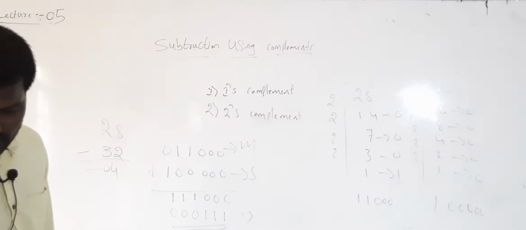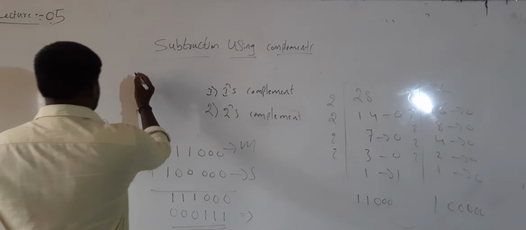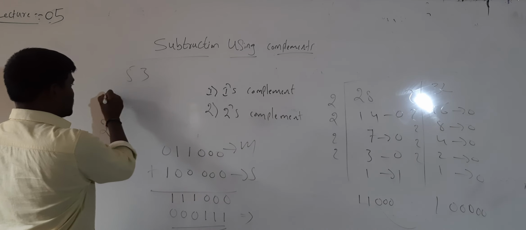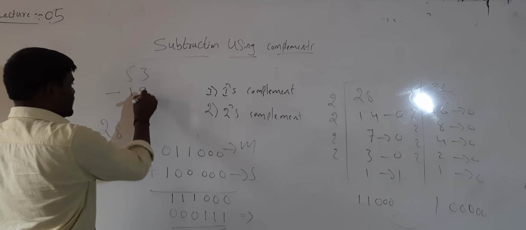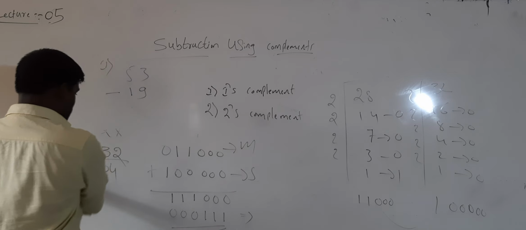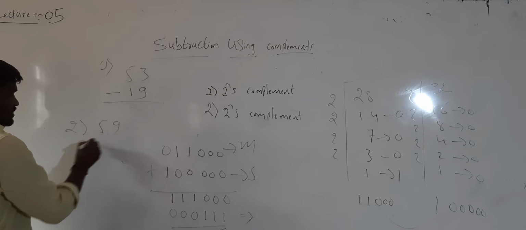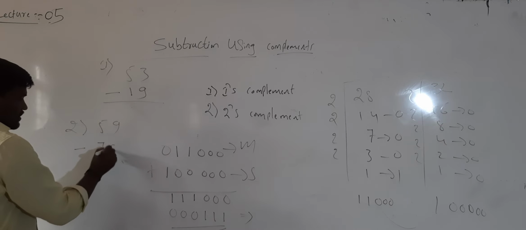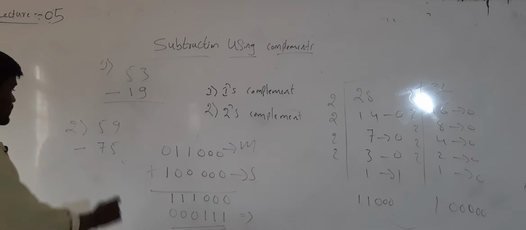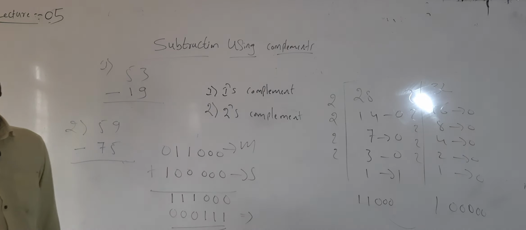Okay, next. So just you can try 53 minus 19, first example. The second example is 59 minus 70. So you can try these two examples.